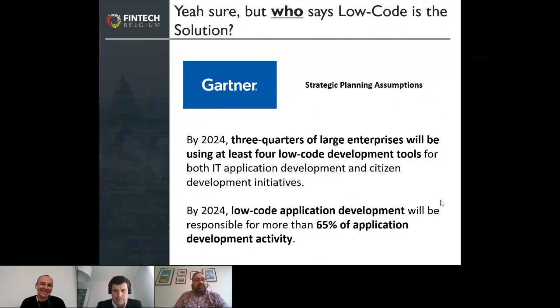But yes, sure. But who says that low code is the solution? Okay, it's not just me. Gartner came out with a report recently saying that by 2024, three quarters of large enterprises will be using low code in their development. So the good news there is I just looked at the poll, and 2024 is still 4 years away, but we already have 76% of the respondents that say they already heard or know about low code.